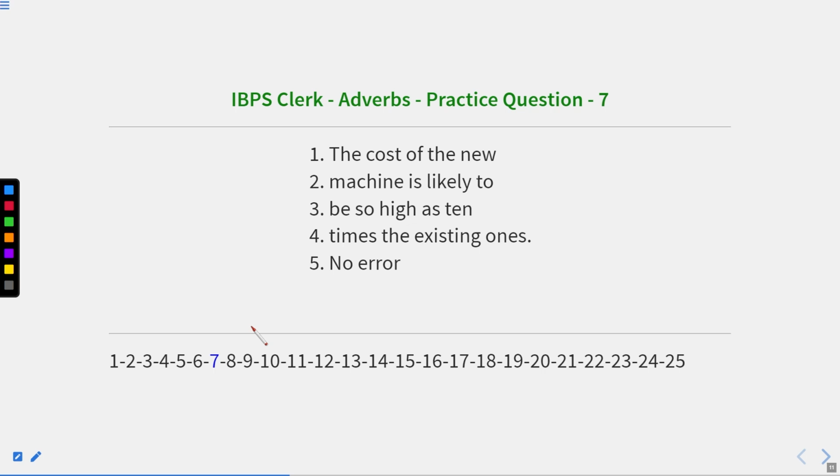So here what I mean, that is, so high as will be incorrect because we need a positive sentence over here. So this so will be replaced with as. So the correct sentence will be the cost of the new machine is likely to be as high as 10 times the existing ones. Therefore, the error is in part 3. So as high as. Now let us move to the next one.